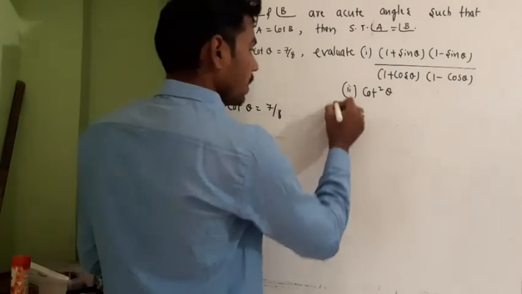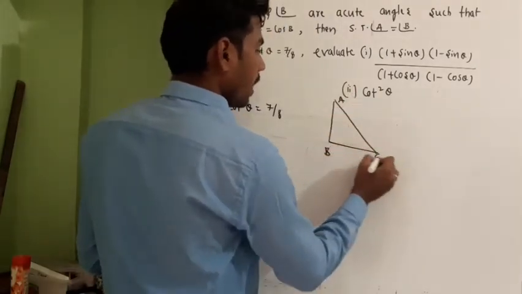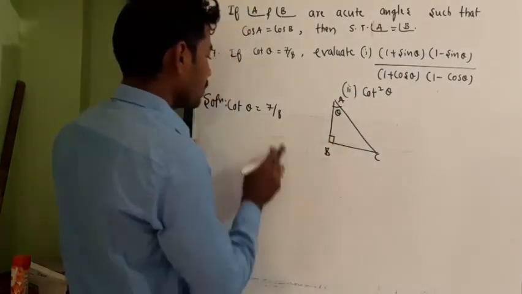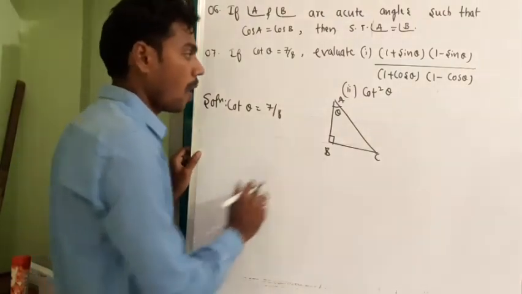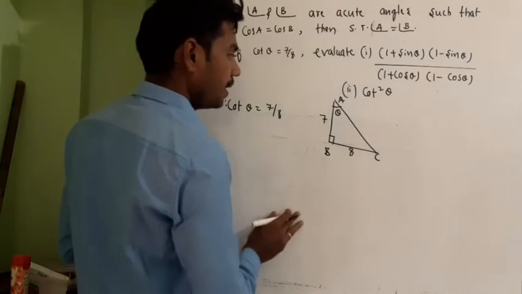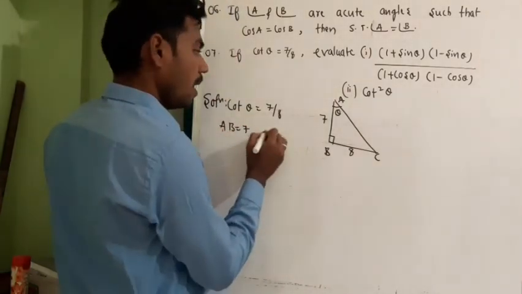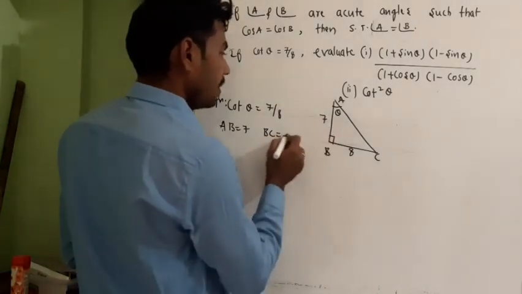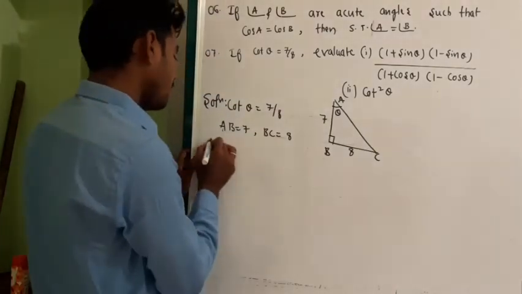So suppose this is a right angle triangle ABC. Suppose this is the theta, and this is 90 degree. So what is cot theta? Cot theta is nothing but adjacent by opposite. What is adjacent? This is 7 centimeter. This is 8 centimeter, right? So now we got AB is equal to 7 centimeter and BC is equal to 8. Now we need to find AC.